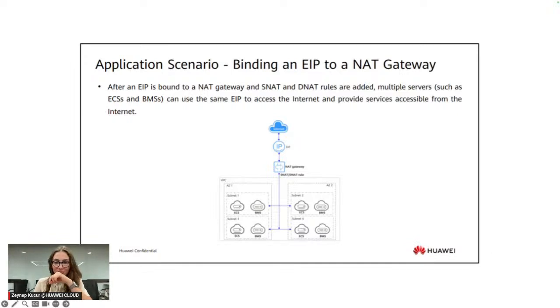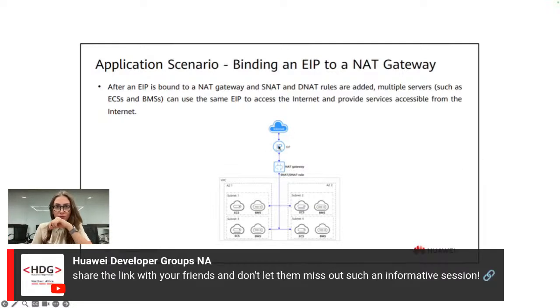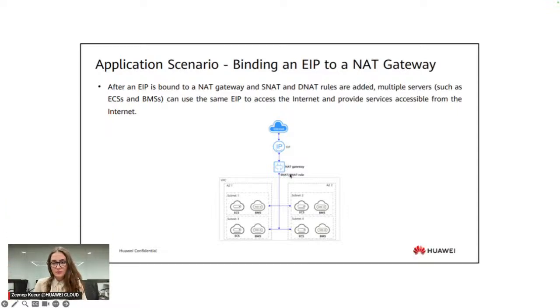Here we see an application scenario. An EIP here is bound to a NAT gateway. We see clusters of resources here, and all these resources share one single elastic IP, which gives them access to the internet. And you might ask how all of these resources share one single IP. We will learn about it too.